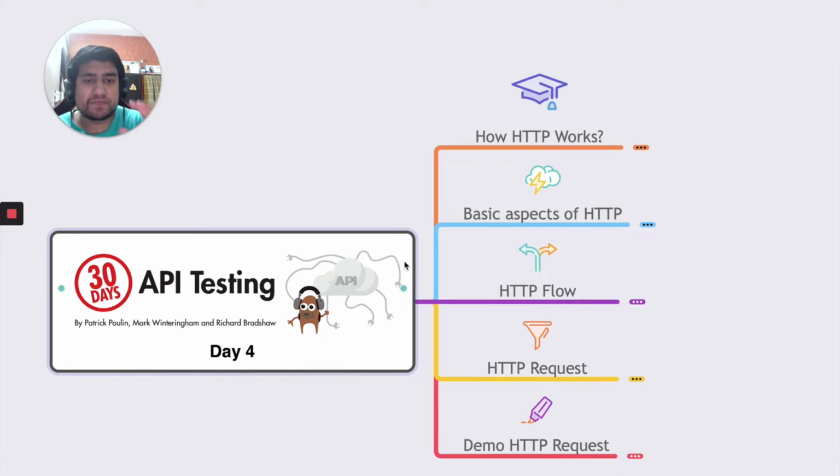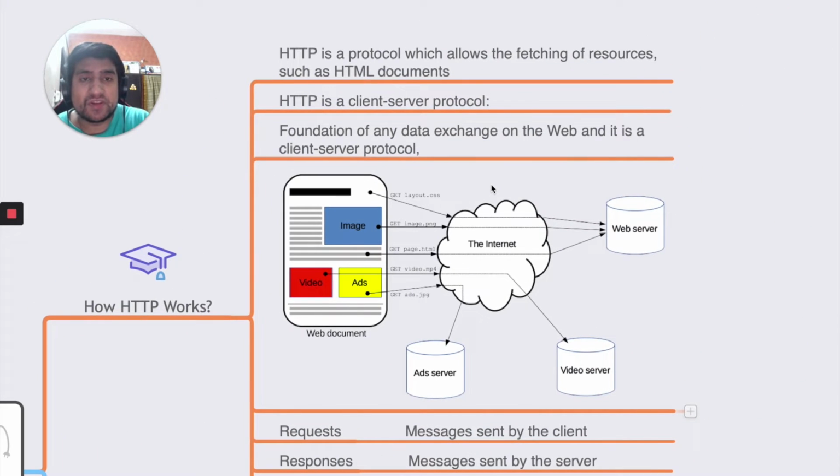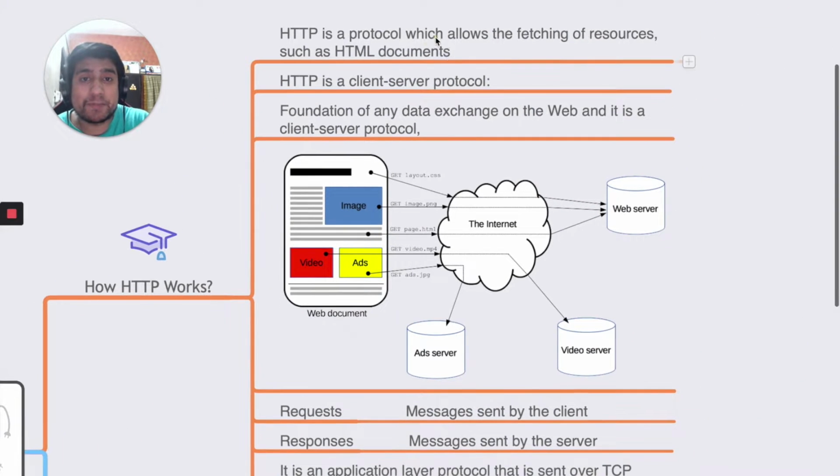So this is the mind map that I have prepared for you to understand HTTP. HTTP is Hypertext Transfer Protocol, but it's a very big concept, so let's divide it in a simple manner. The first one is how HTTP works. HTTP is a protocol which allows you to fetch resources. If you want to fetch a resource from a particular server, you can do it.